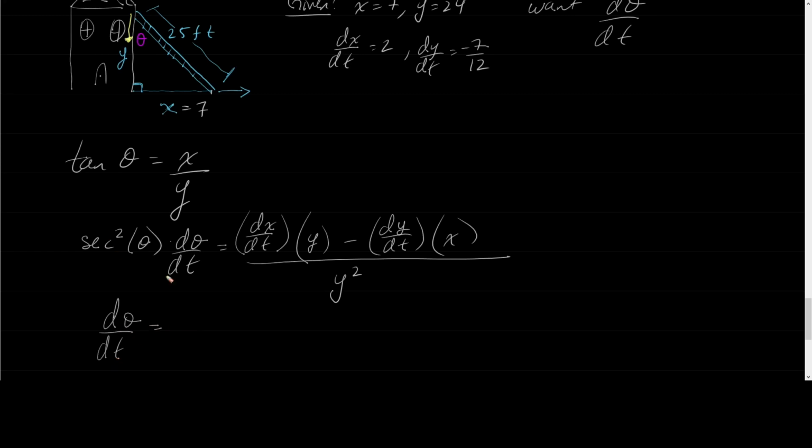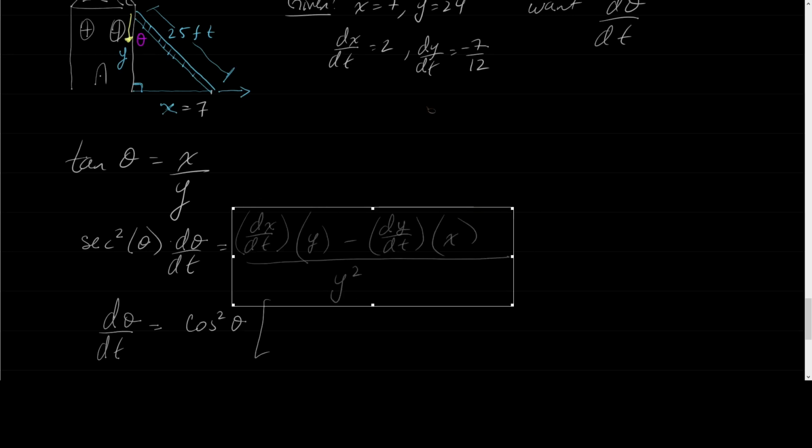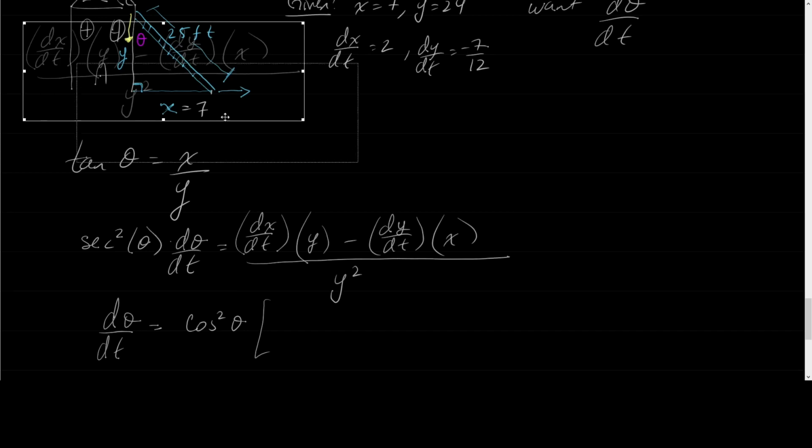So moving this secant squared to the other side, what that really tells me is that d theta dt is, well, dividing by secant is the same as multiplying by cosine, right? Because dividing is multiplying by the reciprocal. So I'm going to write this now as cosine squared theta times this entire thing over here. So I'm just going to copy and paste that. All right, so that's what we end up with there.